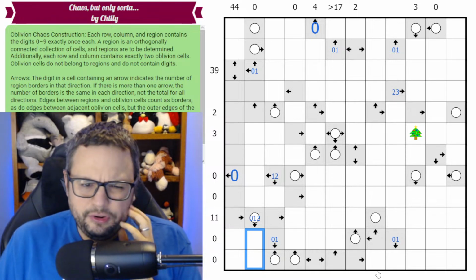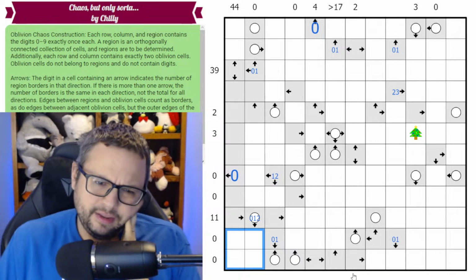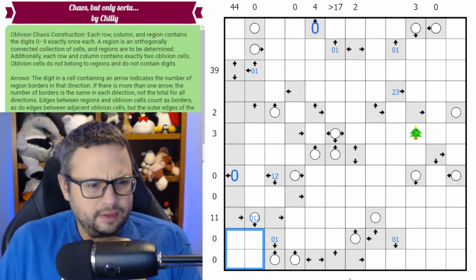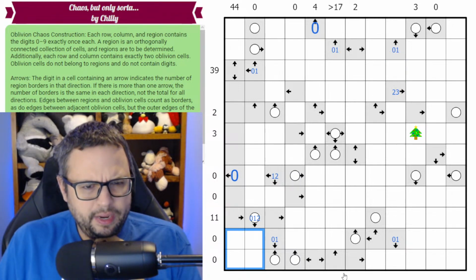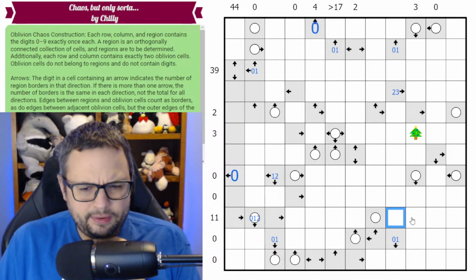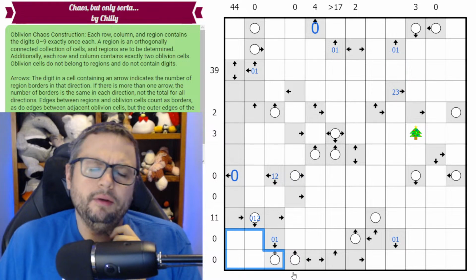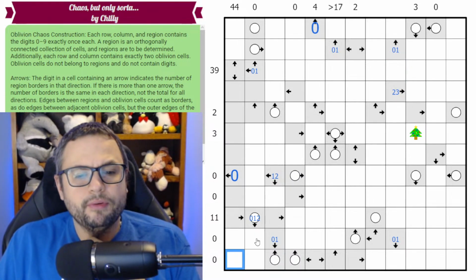Now, of course, these could both be Oblivion. If these were both Oblivion cells, these would both be Oblivion cells. Is that a problem? Not sure yet. Not quite yet. Let's see. Are there other gimme outies? Oh, right. That would break column 1. Right. Sorry. So yes, that's a big problem for the 44 clue.